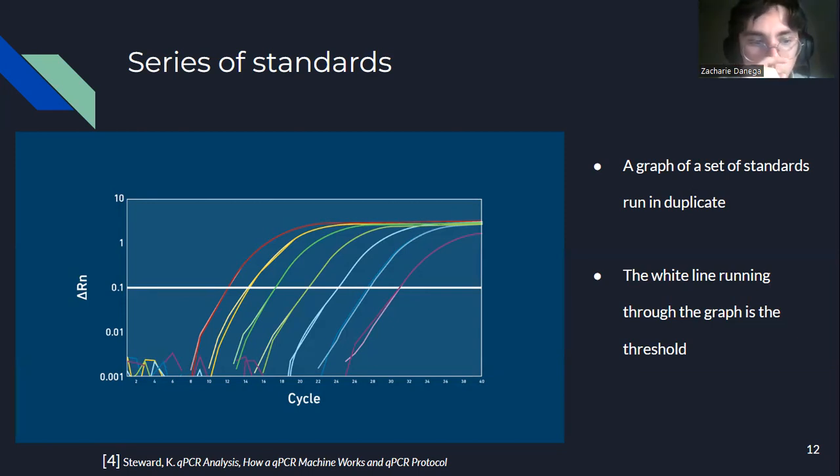Now, another thing you should know is the delta Rn, which is basically the Rn plus minus the Rn minus, graphed versus the cycle number. You should get something like this. There's an exponential stage, which should be above the threshold, and then you have a linear phase where the PCR kind of dies out.